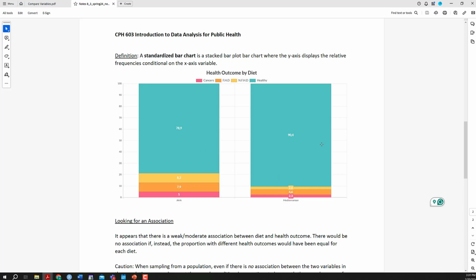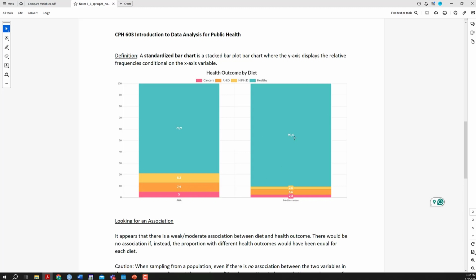And you could do something similar for the Mediterranean diet. The reason that bar plots like this are useful is because they allow us very quickly to look, and we can see that for the Mediterranean diet, we have a much higher percentage of those that were healthy, and then each of the negative health outcomes are smaller compared to the AHA. So it gives us just a different way to look at it compared to the table, and gives us this really nice quick visual reference.